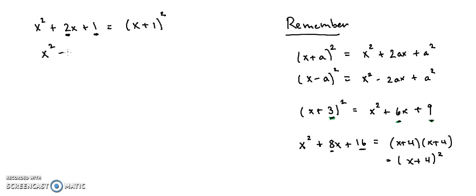So let's say we have x squared minus 6x plus 9. Okay, is this in the right form to factor something squared? Half of negative 6 would be negative 3. Square that, and you would get positive 9. So this would factor as x minus 3 squared.